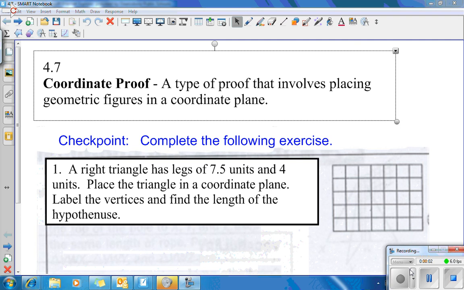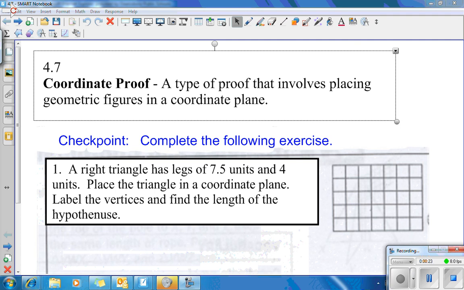Okay, so we're on 4.7. We're dealing with the coordinate proof. And it's just a type of proof that involves placing geometric figures on a coordinate plane. Nothing very hard, other than you're given a coordinate plane, and you're going to take a figure, and you're going to place it somewhere on there.